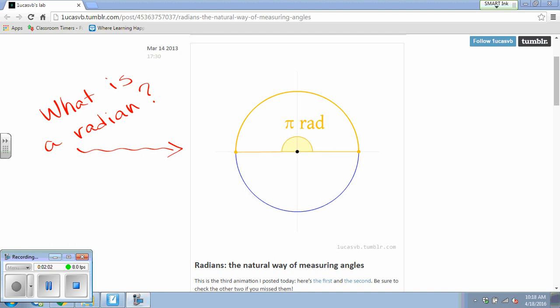Okay? And so, any circle you have, there's 3.1415 and so on radians from 0 to 180. So 180 degrees is the same thing as pi radians. Pi is always radians. So I just thought this little animation was great to explain what a radian is. How did they get a radian? If you took the radius and laid it on the circle, the angle that creates that arc is 1 radian. That's what it means.